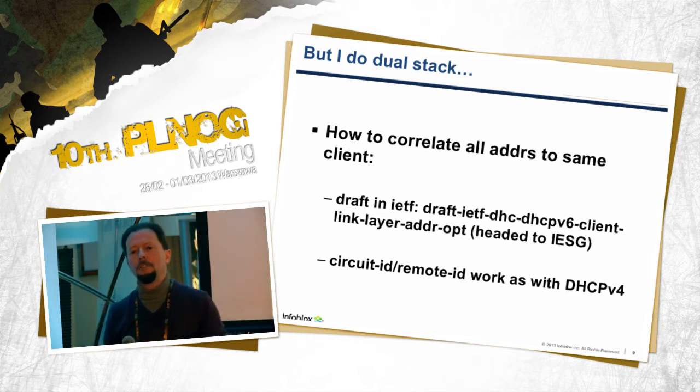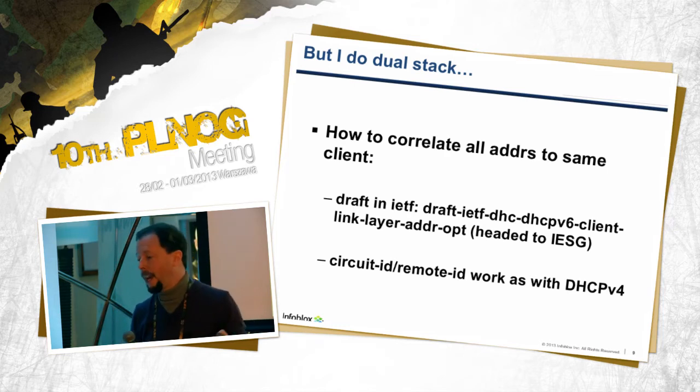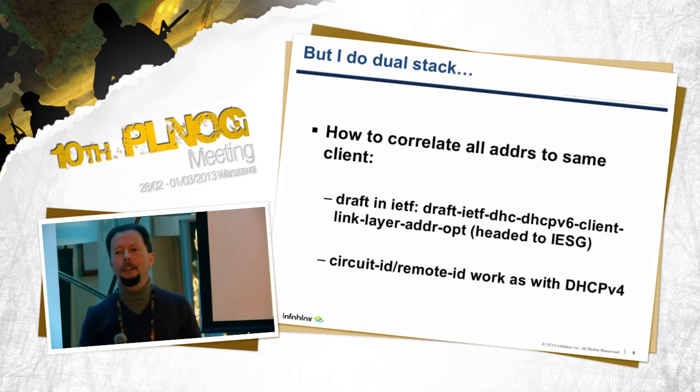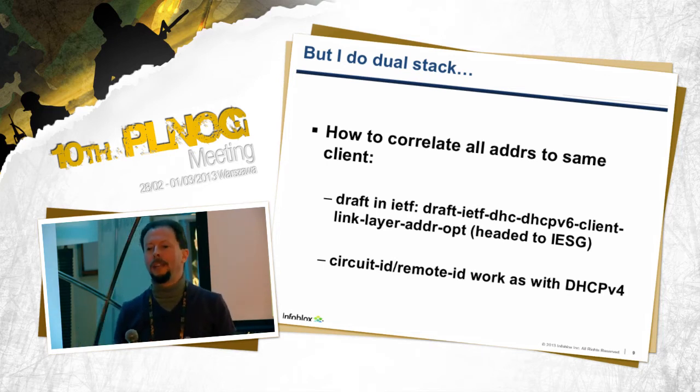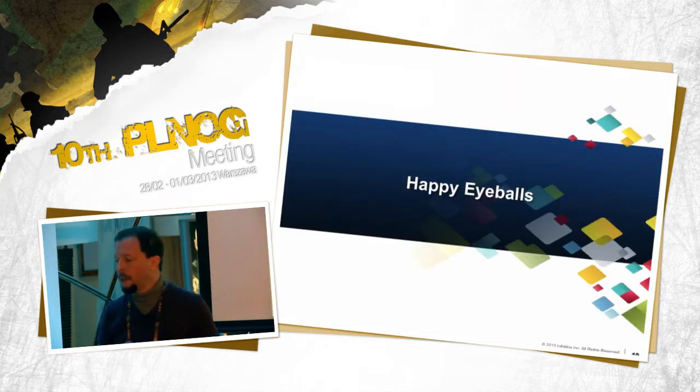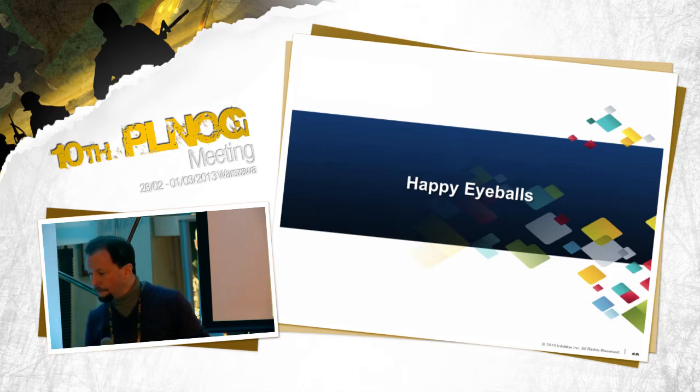The other alternative is the Circuit ID, Remote ID that an awful lot of people use for broadband anyway. Those do still work, and those are in v6. So if you're using that as your unique way of identifying the user for your provisioning system, at least that has not broken. So, Happy Eyeballs.